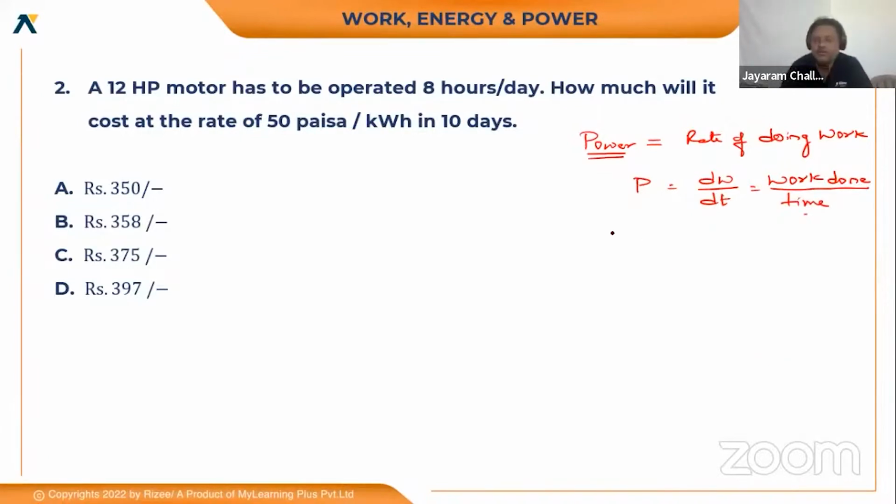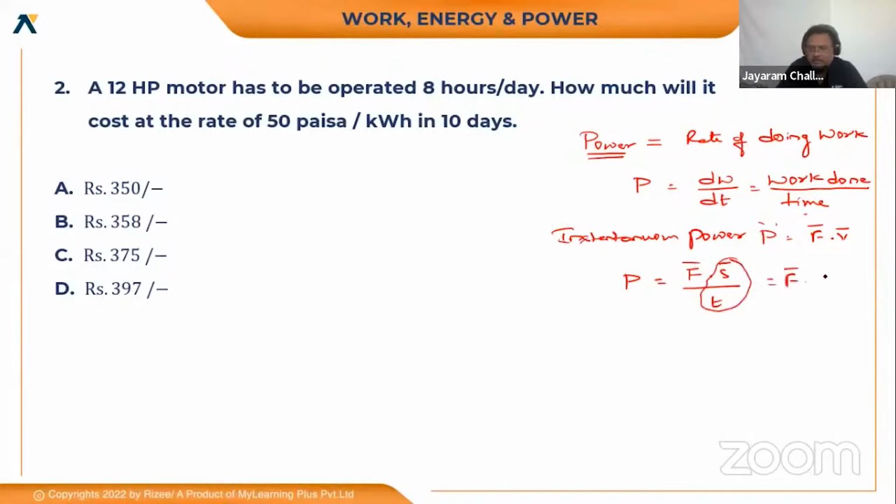So in this case, what does instantaneous power mean? Instantaneous power is P is equal to force into velocity, F bar dot V bar. This can be directly got from this one. Power also is a scalar quantity only. Work done is force into displacement, divided by time. Displacement by time is velocity. So that is F bar dot V bar. You can call this instantaneous power.